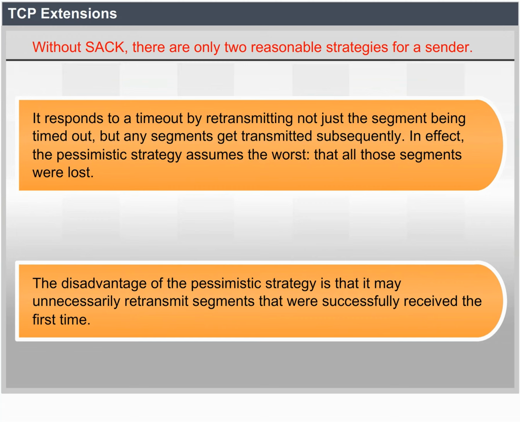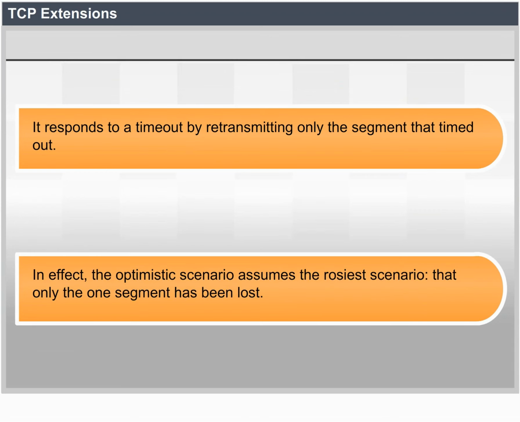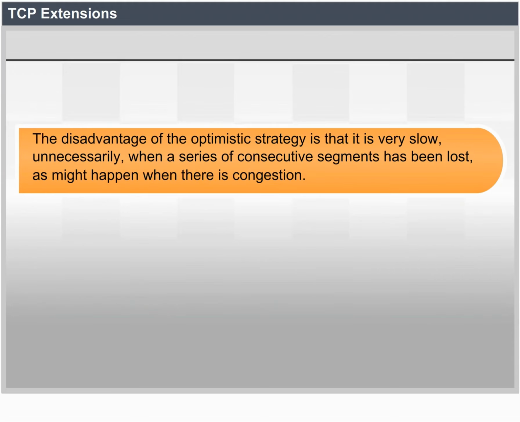The other strategy is the optimistic strategy, which responds to a timeout by retransmitting only the segment that timed out. In effect, the optimistic strategy assumes the rosiest scenario, that only the one segment has been lost. The disadvantage of the optimistic strategy is that it is unnecessarily slow when a series of consecutive segments has been lost, as might happen when there is congestion.